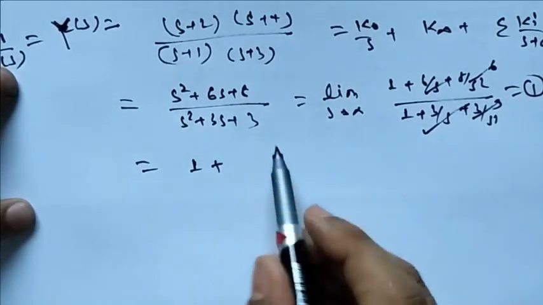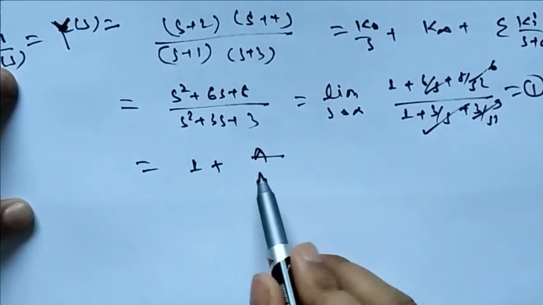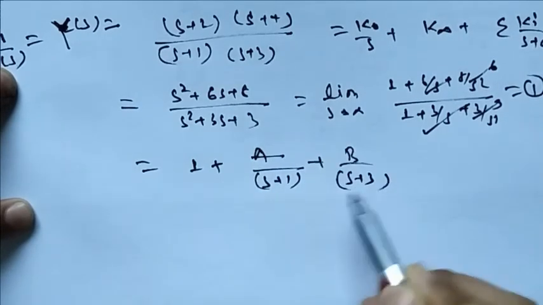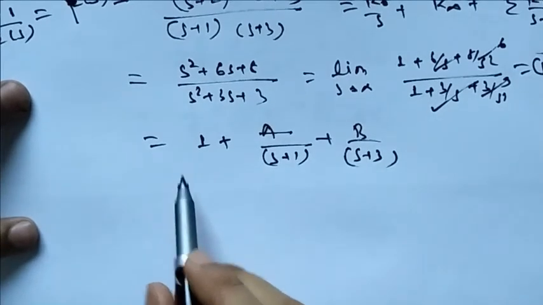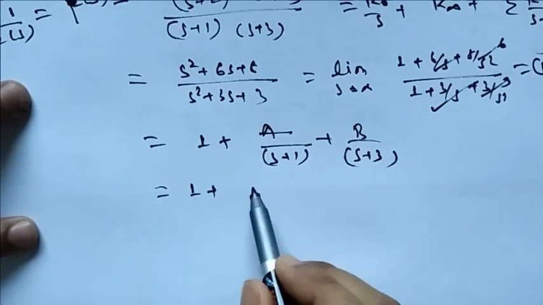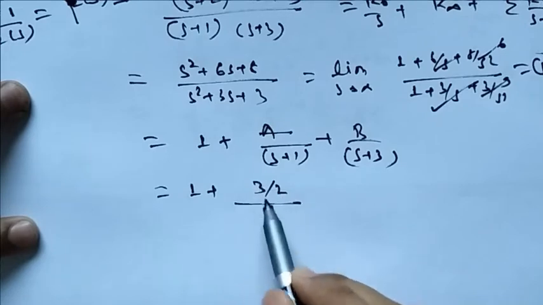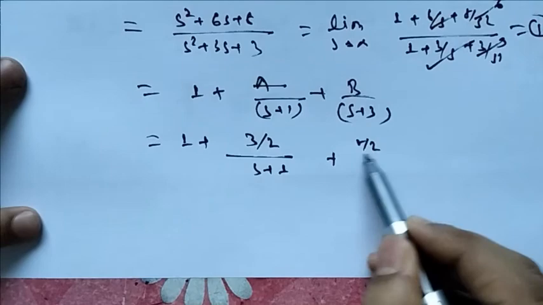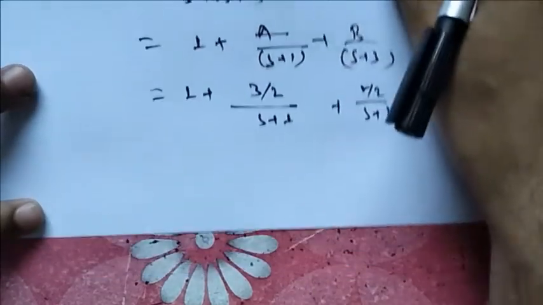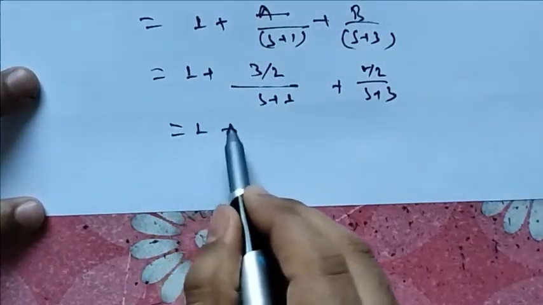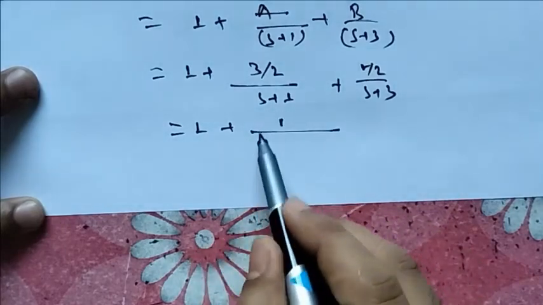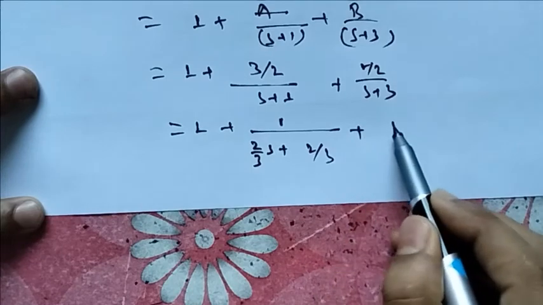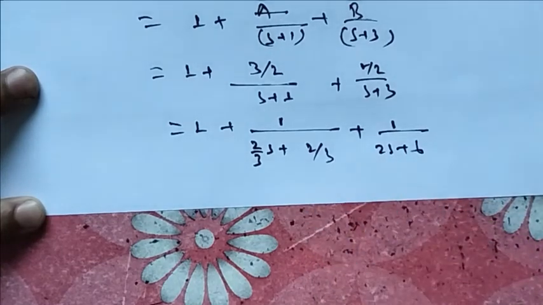And another thing we need to do, the partial fraction of A by s plus 1 plus B by s plus 3. Now if I do the partial fraction, the expression we are going to get, the value of A is 3 by 2 s plus 1, and value of B will be half s plus 3. Now making it in impedance form, let us divide with 3 by 2, this becomes 2 by 3s plus 2 by 3 plus 2s plus 6.